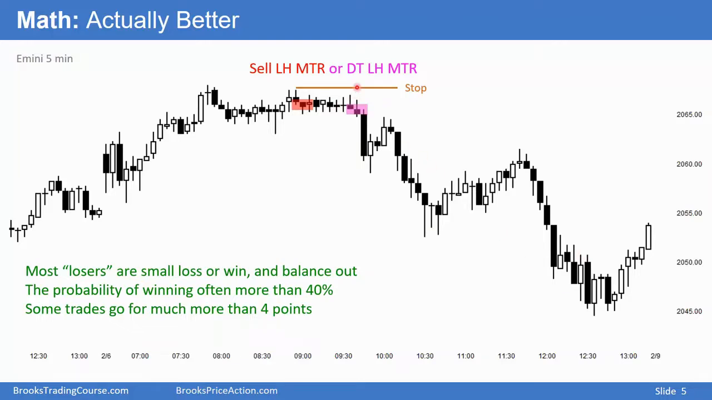Your stop is not far above, and if you held all the way down here, your reward would be much, much bigger than 2 times your risk. In this particular case, if you held all the way down here, you would have exited with 18 points profit, which is far more than twice your initial risk. And some of your winners will be very big like that, and they'll more than offset the small losses.